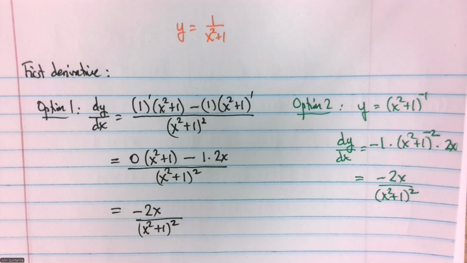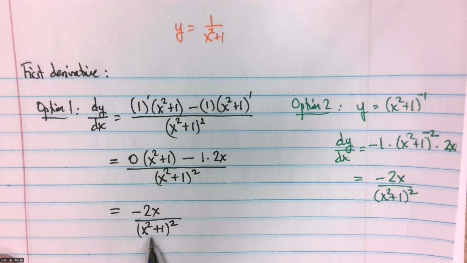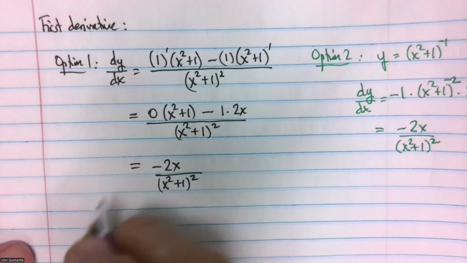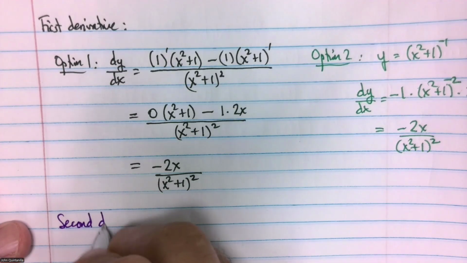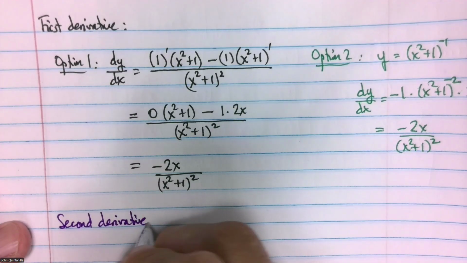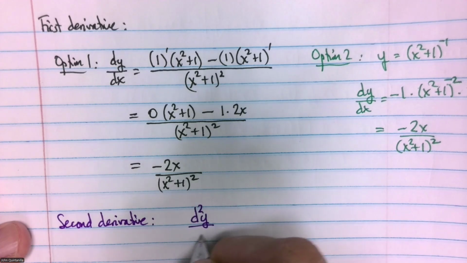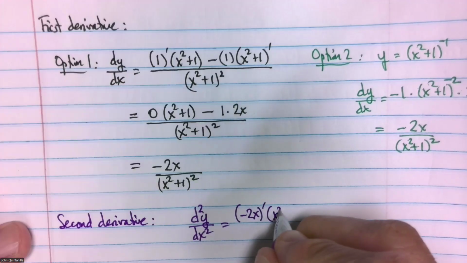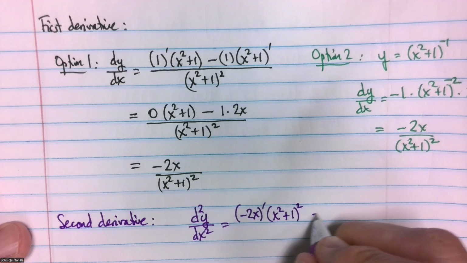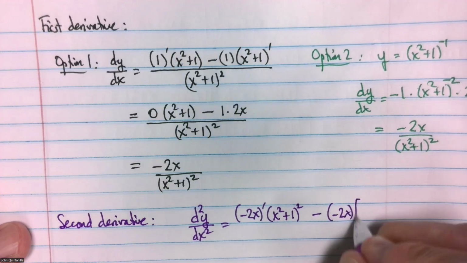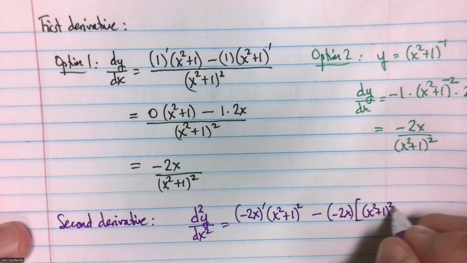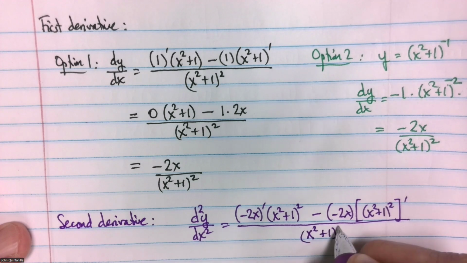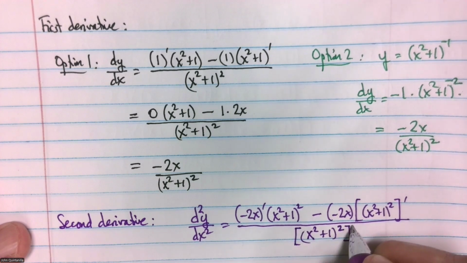So for the first derivative, either technique works, and we get the exact same thing, negative 2x over x squared plus 1 quantity squared. All right, then we find the second derivative, either way. So the second derivative will be the derivative of the top times the bottom minus the top times the derivative of the bottom, all over the bottom squared. So that's the original bottom, and then I squared that.